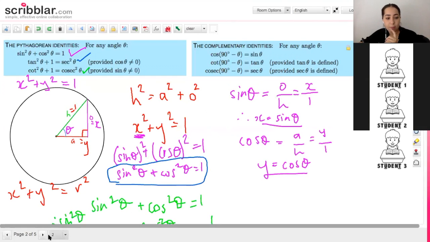Anyway, so those are the complementary angles. These come in handy when you need to simplify equations or simplify something. So it's really important that you do know these ones as well.